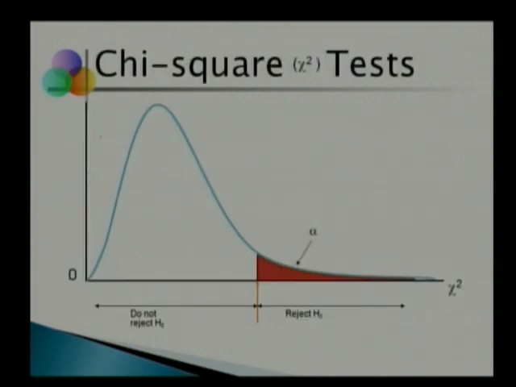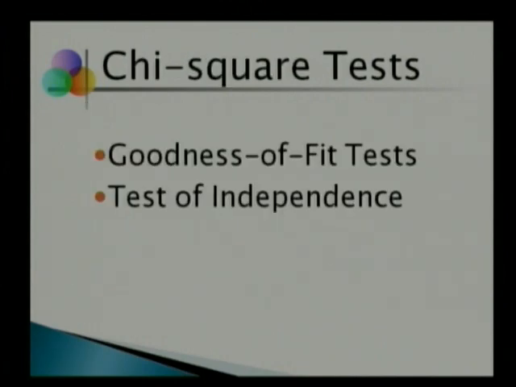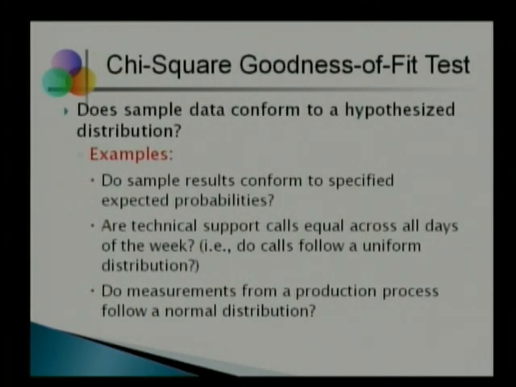So basically, when we have qualitative data, when the variable is qualitative, then the chi-square test is used. It is basically used for testing the goodness of fit and the test of independence. In a goodness of fit test, we are interested in testing whether the sample results conform to the specified expected probabilities or not. That can be tested by the chi-square test of goodness of fit.